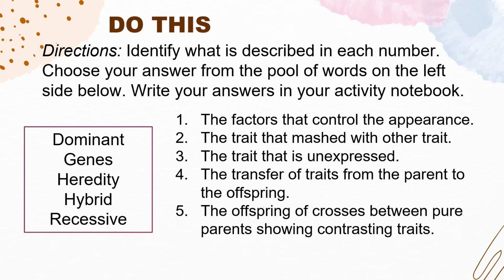For number 1, the factors that control the appearance. Number 2, the trait that masks the other trait. Number 3, the trait that is unexpressed. Number 4, the transfer of traits from the parent to the offspring. Number 5, the offspring of crosses between pure parents showing contrasting traits.